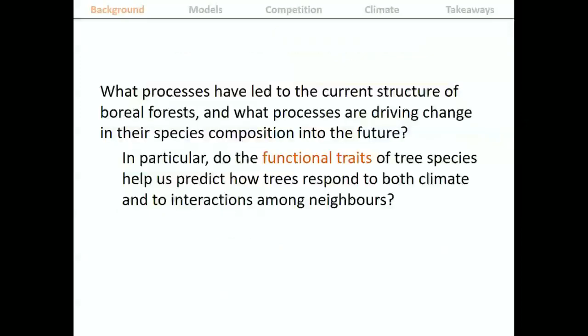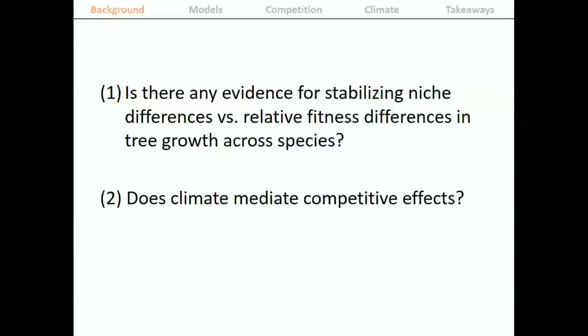We wanted to look at what processes have been leading to the current structure of boreal forests, and what might be changing their species composition into the future, in particular focusing on functional traits and whether they help us predict these particular responses. So there are two main questions I want to address for this talk.